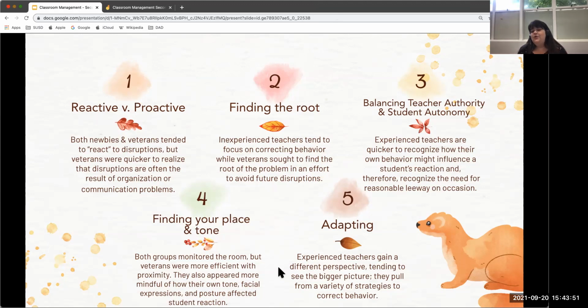Side note, when I told my husband that story, he also laughed. So I don't know that it's an age thing. It's just, maybe it's a guy thing.